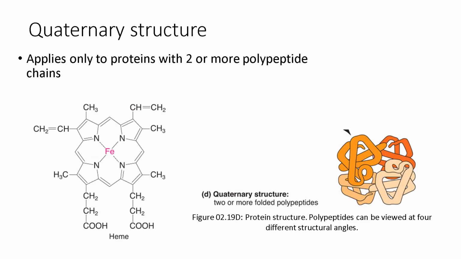Quaternary structure applies only to proteins composed of two or more polypeptide chains. These subunits can be identical or different and are held together by noncovalent interactions and sometimes disulfide bonds. The spatial arrangement of subunits determines how the protein functions as a whole.